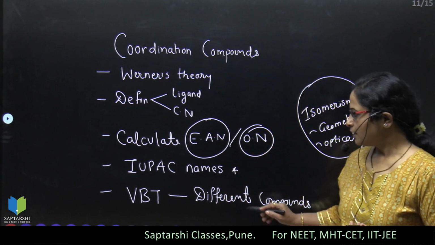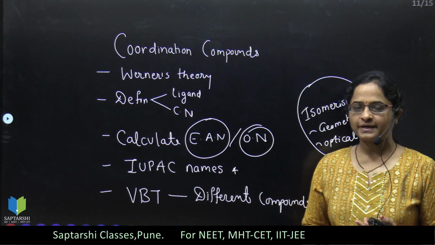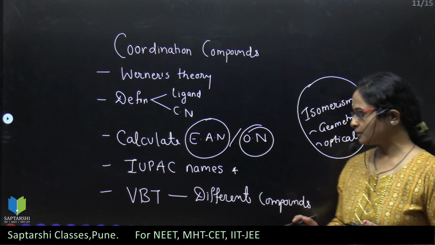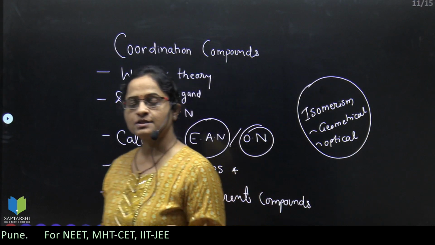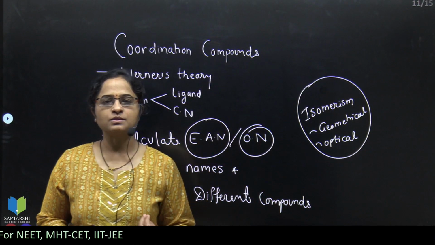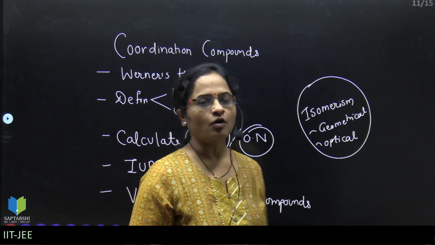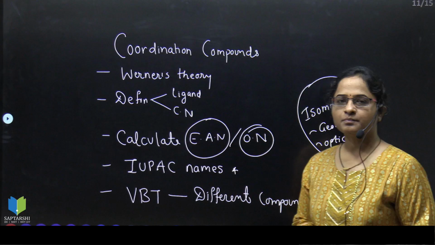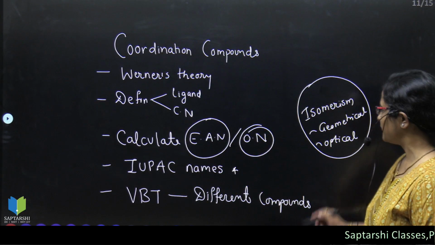Then valence bond theory and its postulates, and based on that valence bond theory, the different compounds, their hybridization, whether these compounds are paramagnetic or diamagnetic, what is the geometry of all these compounds are very, very important. Whatever is given in the textbook, that will definitely be asked.